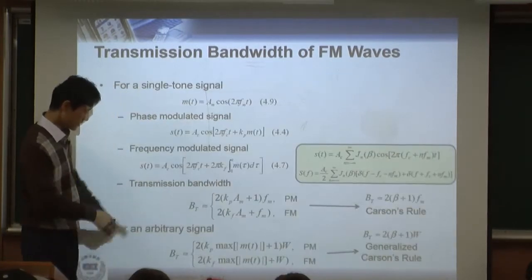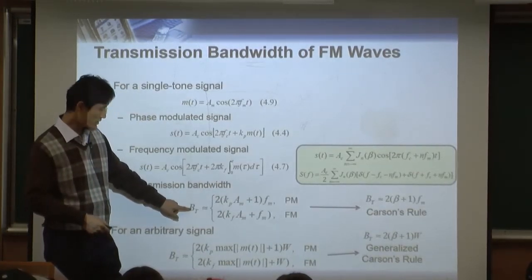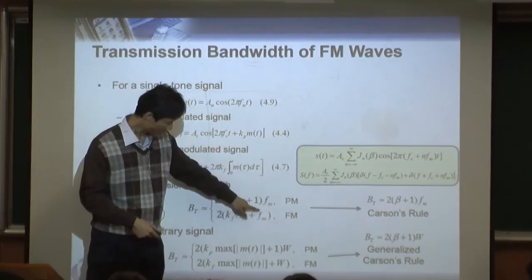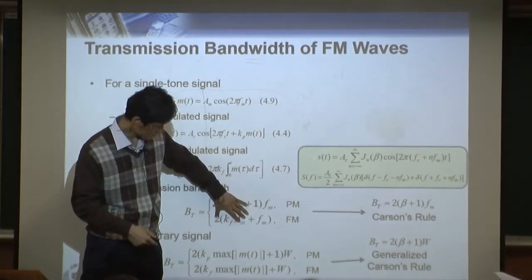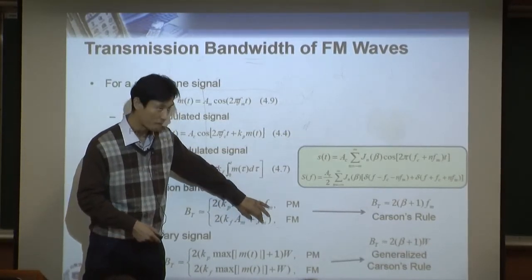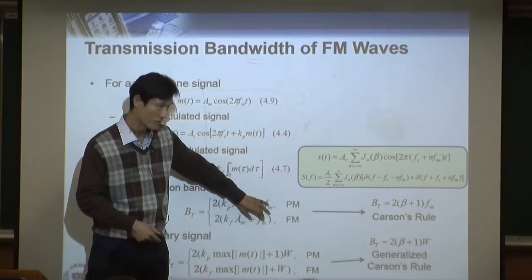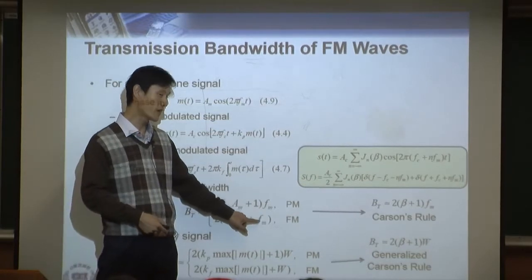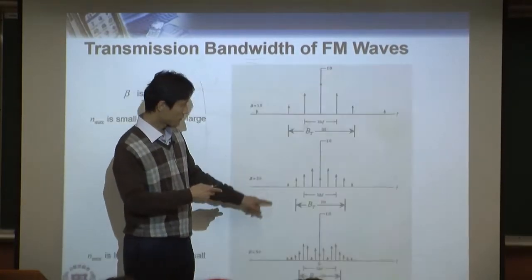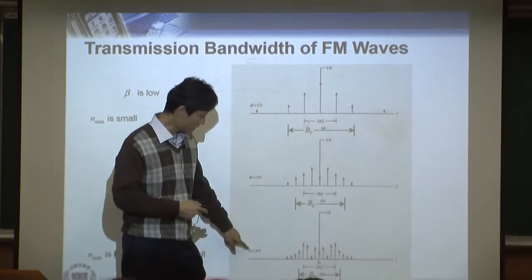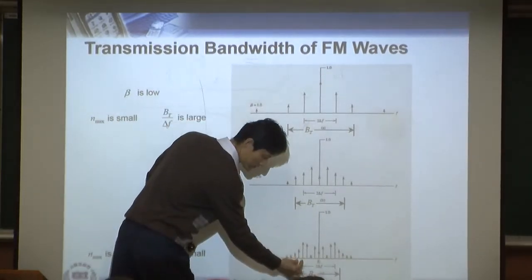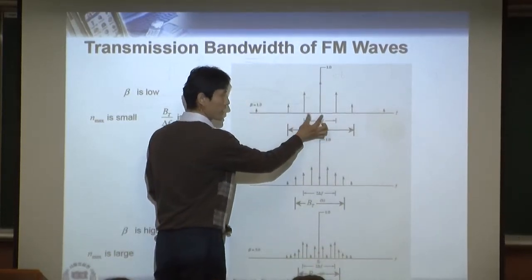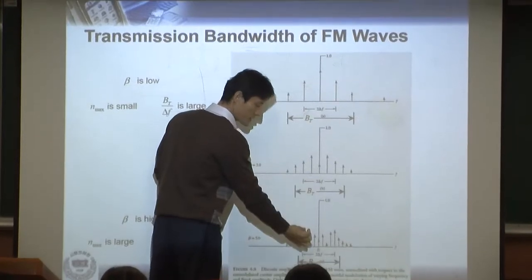Let's go back here. Your transmission bandwidth is 2 times delta f plus 2 fm. That's your transmission bandwidth: 2 times delta f plus 2 fm. But when you increase the modulation index, fm becomes very small, because see here, this gap is fm, and this fm is getting small.